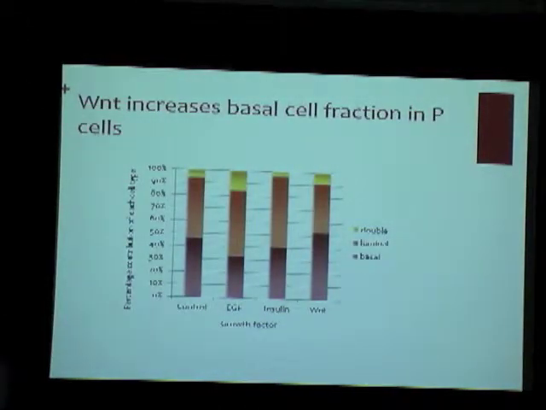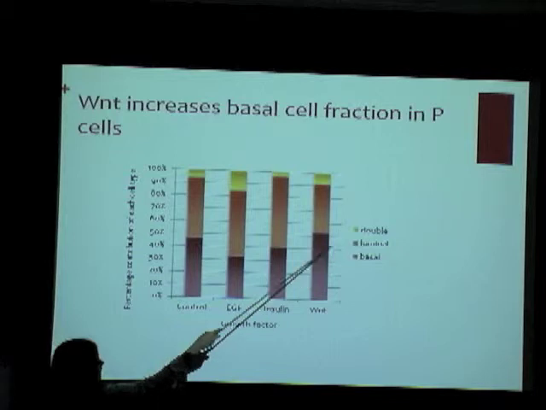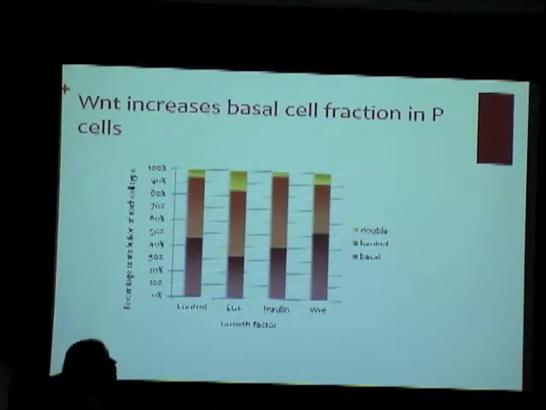We counted those cells in the P for the basal and luminal fractions, and we found that Wnt marginally increases the basal cell population. However, this is not the focus of my study. I will now attempt to characterize the T cells.